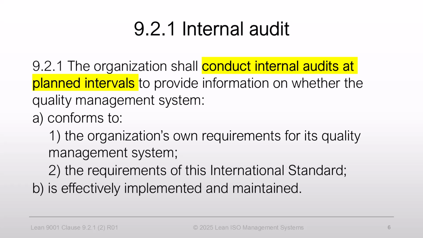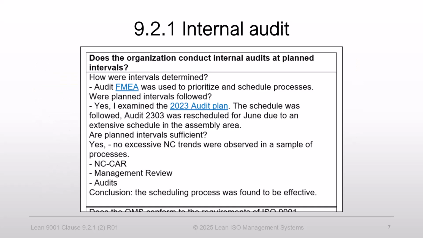However, there is more to yes here. How were audit intervals determined? Was the schedule followed? Are planned intervals sufficient? Was the audit process effective? Etc. Designing and completing a checklist in this manner assists an auditor in asking questions to uncover process details and, hopefully, provides evidence for determining whether the process is effective. This format transforms a typical checklist from a bureaucratic practice into an informative audit report.